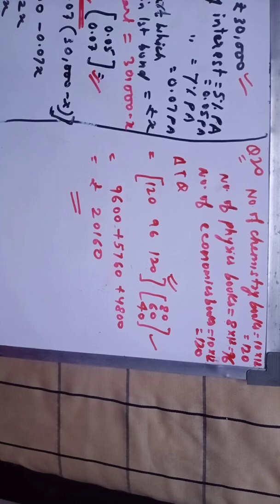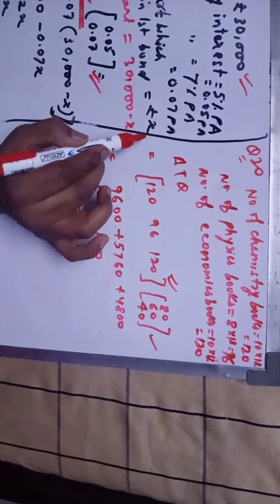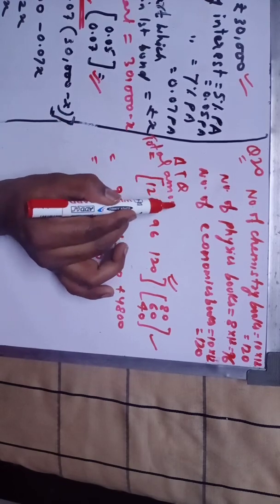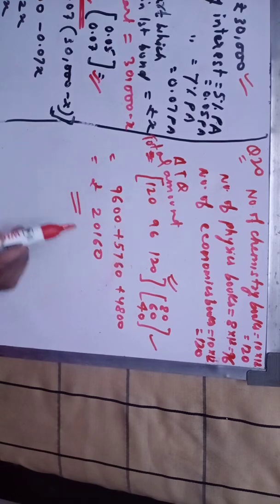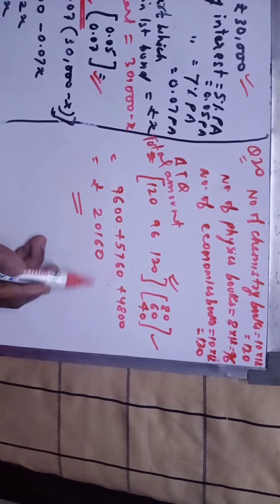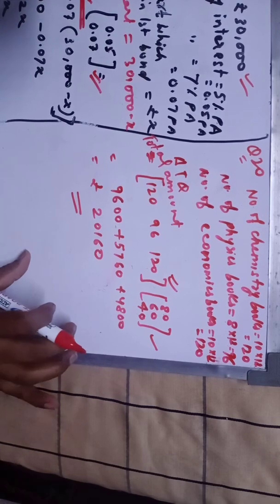I'm just opening the book. In this question, we have to find the total amount. So here is the total amount. Our total amount is equal to rupees 20160. Got it? Should I repeat this?